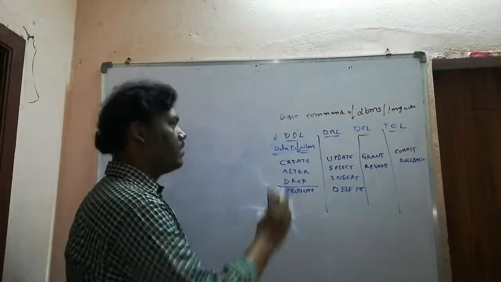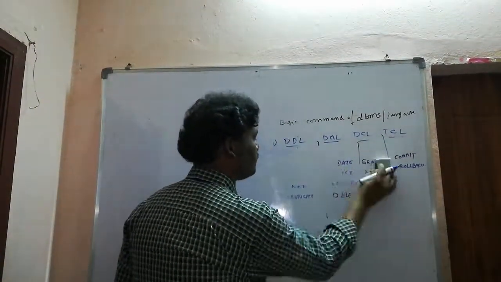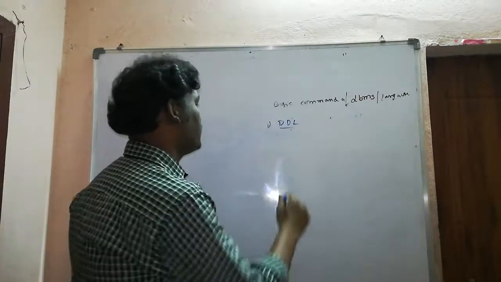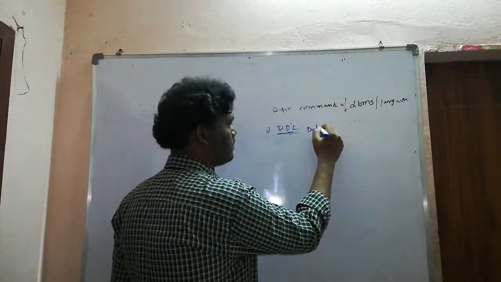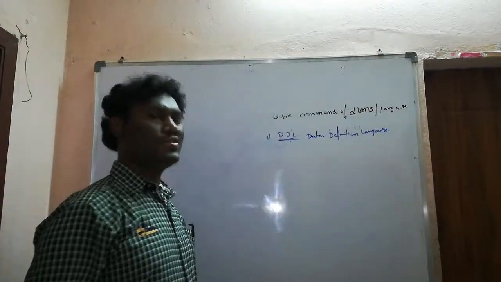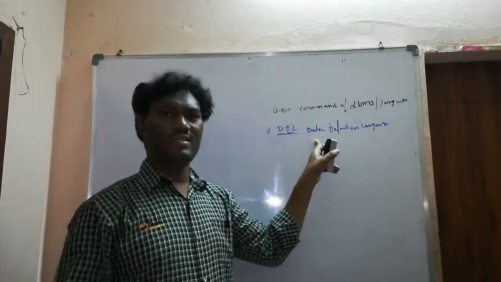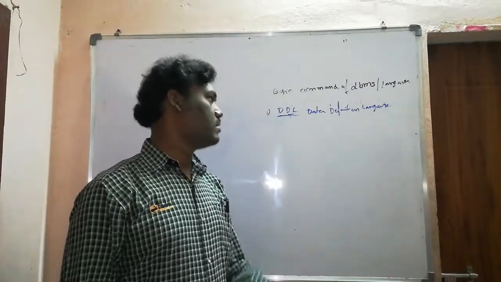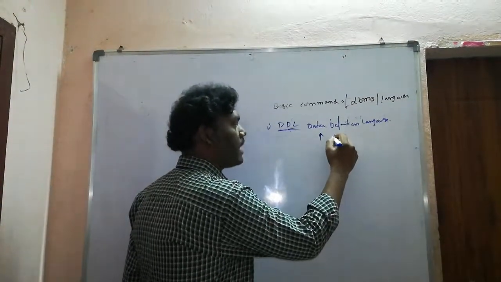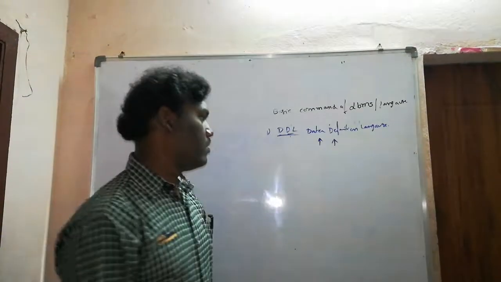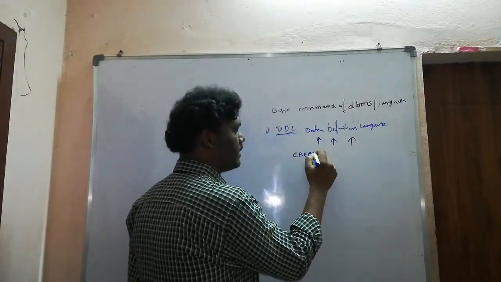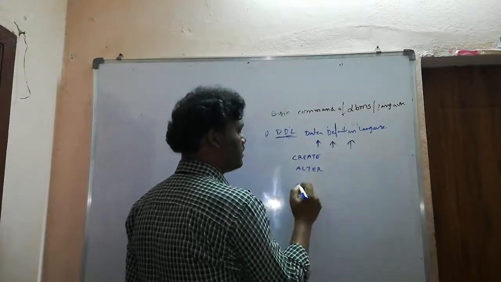Now first of all I will explain about the DDL. With the name, data definition languages, we are giving some definition. What is the meaning of definition? What type of data? For example, if you are creating a student database, we give the name, am I right or not? Which type of database it is and which type of data we give about the students. So simply we create the database, alter the database, and drop the database.